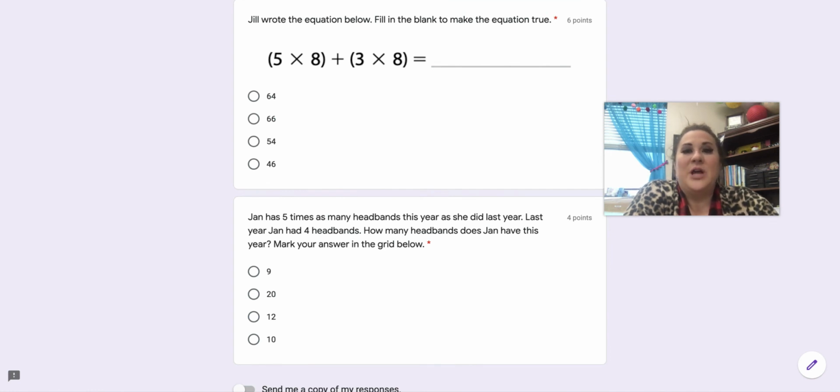Jill wrote the equation below. Fill in the blank to make the equation true.